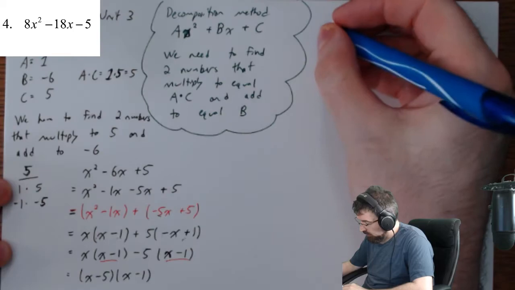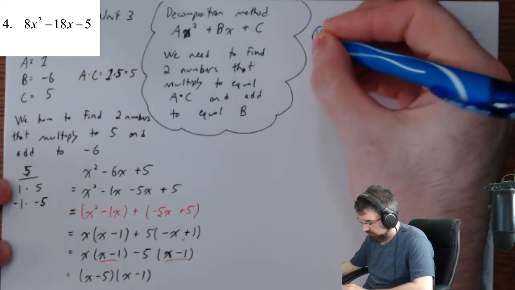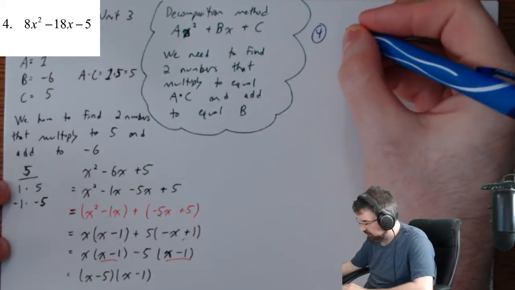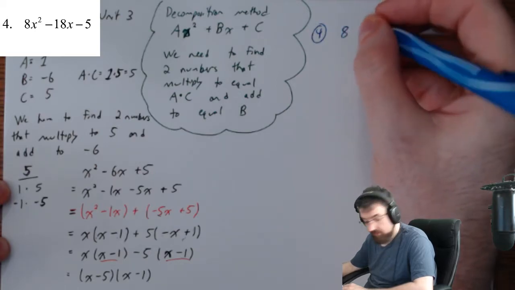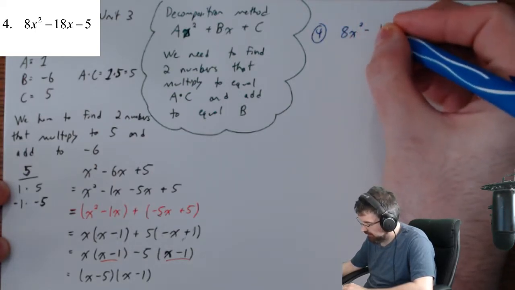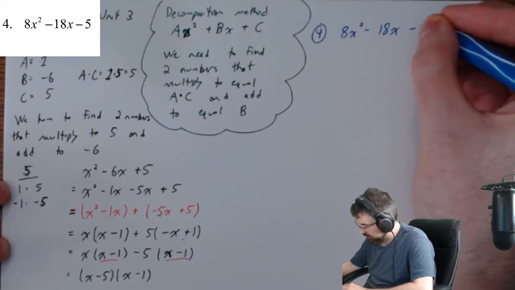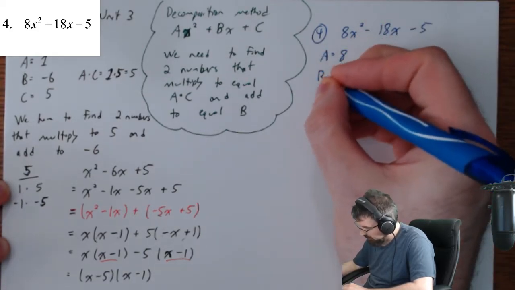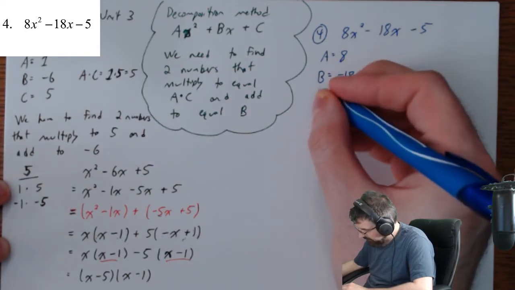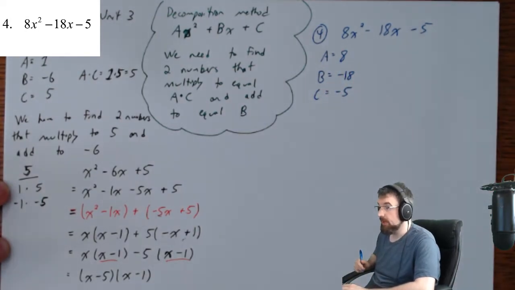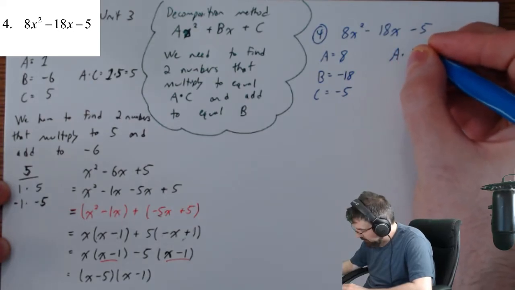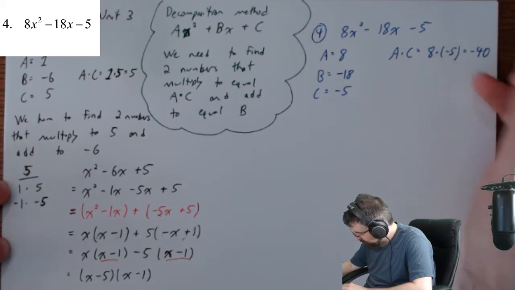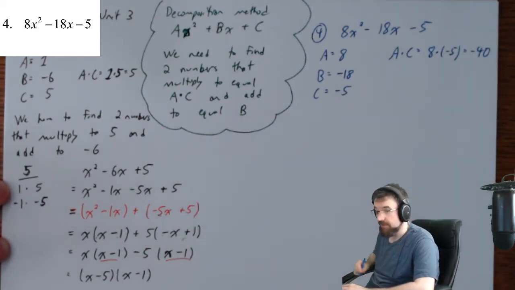So this is number 4 in your logic reasoning section. And again, I'm going to show you how to do this with decomposition. Now, again, it's very, very similar. Right, so here we know our A is equal to 8, our B is equal to negative 18, and our C is equal to negative 5. Always important to keep the signs there. So A times C is going to be equal to 8 times negative 5, which is negative 40. And then B is negative 18.